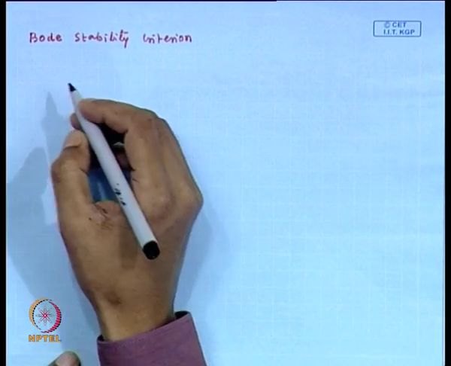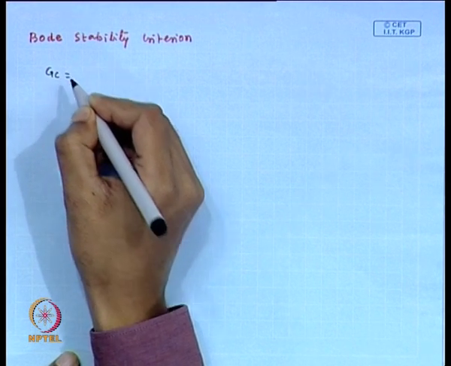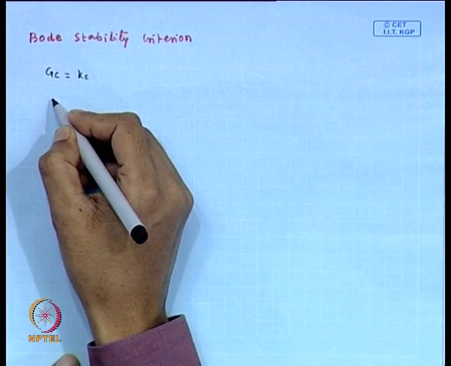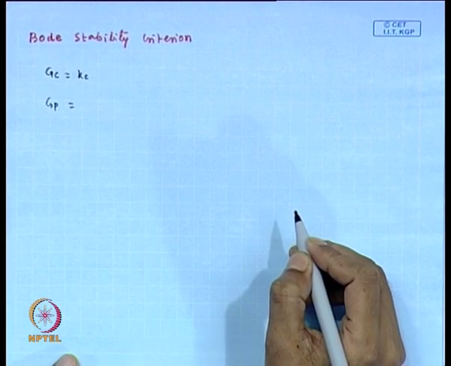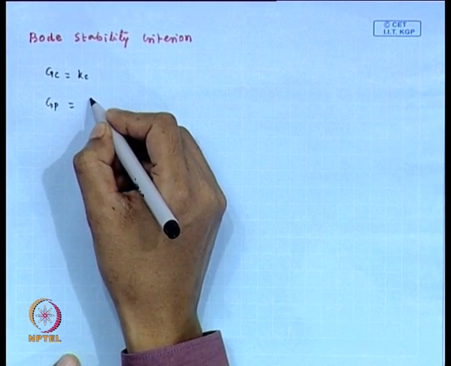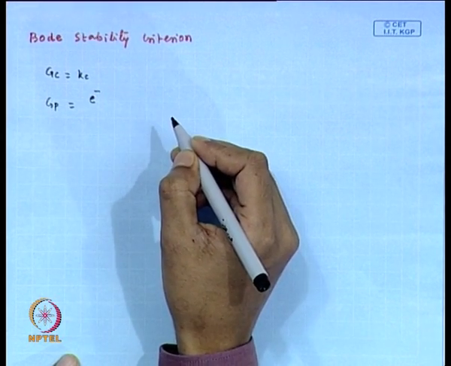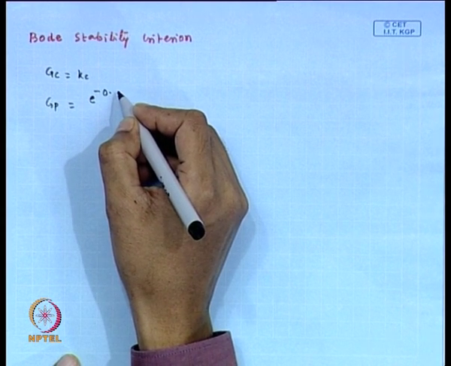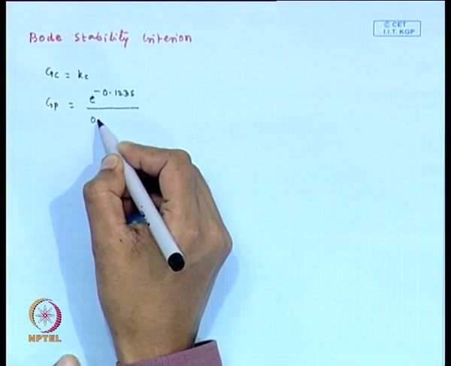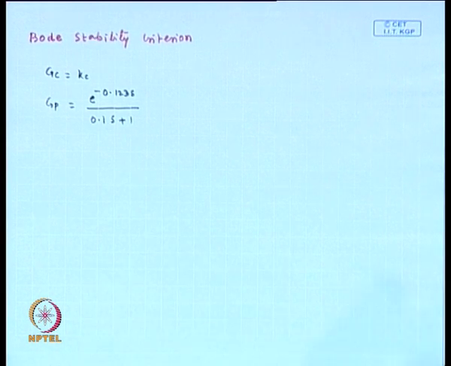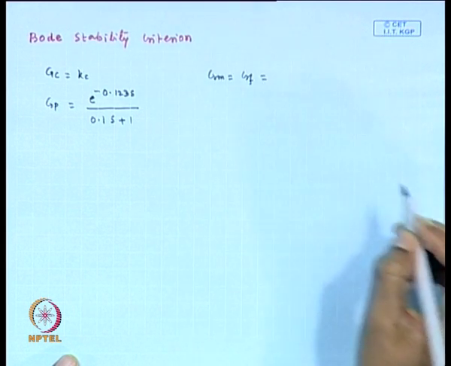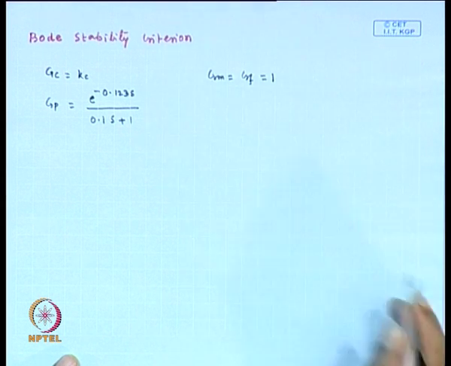We considered a P only controller having transfer function Kc. We considered the first order plus dead time system for the process, and the transfer function is exponential of minus 0.123 s divided by 0.1 s plus 1. For simplicity, we considered Gm, Gf both equal to 1.